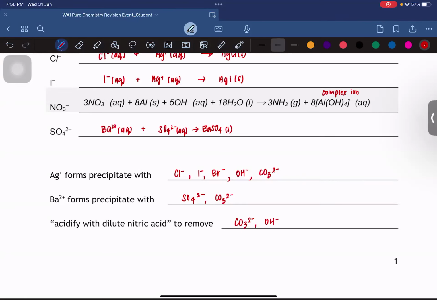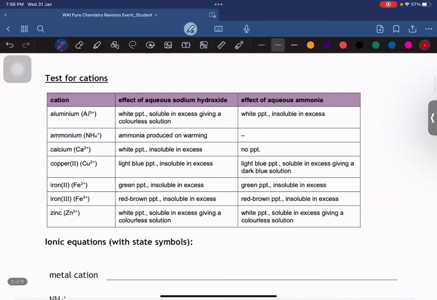Okay, the next one, we're going to look at the equations to write for the test for cations. Like I said, to test for cations, we only look at two reagents: aqueous sodium hydroxide or aqueous ammonia. Now, do you all wonder why these two? Why can't it be anyone else? Why must it be aqueous sodium hydroxide and aqueous ammonia? What do these two provide that allows you to form precipitate with your cations?